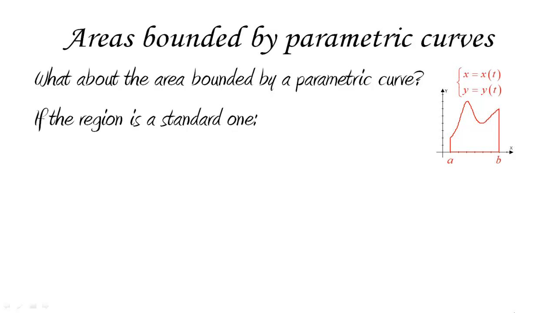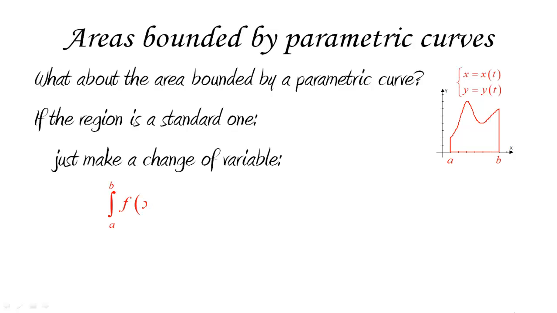In this case, all we have to do to find the area of a region like this is just make a change of variable. Remember that what we're looking for is the integral from a to b of f of x dx, except we don't know what f of x is because our top boundary is not given as a function f of x, but as two parametric functions. So in other words, we know that there is a function there, but we don't have a formula for it. Well, what we're going to do is change this integral from the way it is right now to another integral which is entirely in terms of t. So how do we do that?